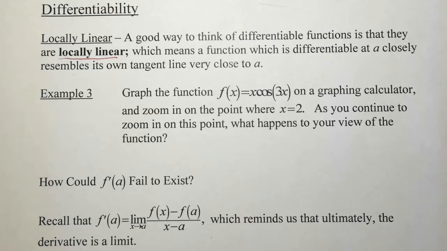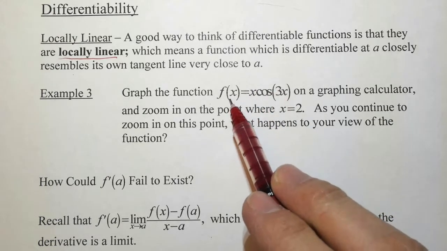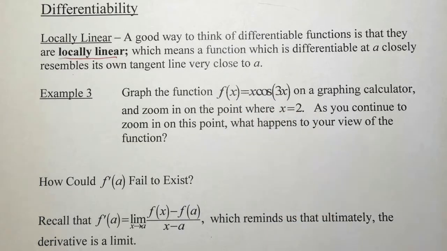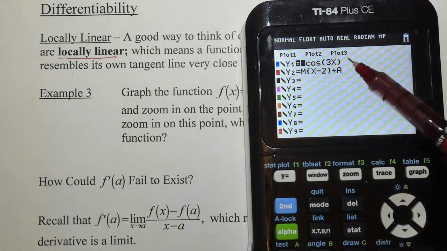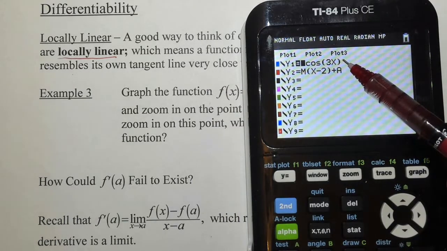Right. So let's take a look at this graph. f of x is x times the cosine of 3x. I'm going to pull up my graphing calculator. You can see here I have x times cosine of 3x. All right, we're going to take a look at the graph.